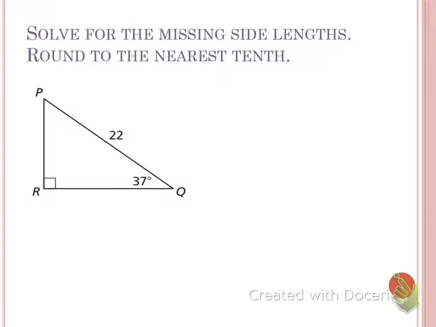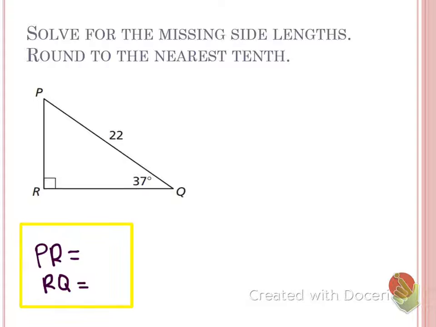All right, and even more review. Solve for the missing side lengths. We're going to round to the nearest tenth. So which side length do you want to find first? The opposite, which is PR. So our goal is to find PR and to find RQ. So keep that in mind when we go to solve this, that we want to label them PR and RQ. But we want to find PR first, that's fine. You can call it X, but just remember that we made up X, and in the end, we still have to call it PR.